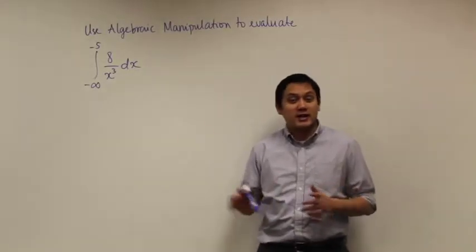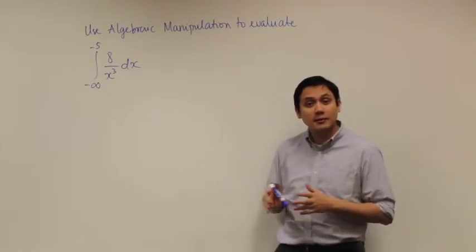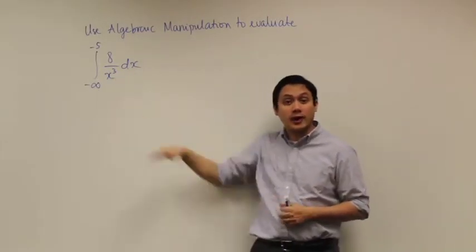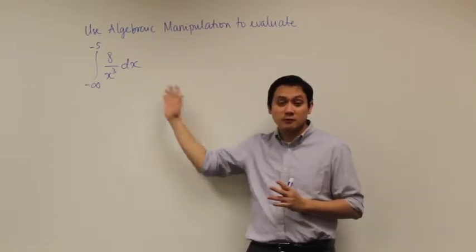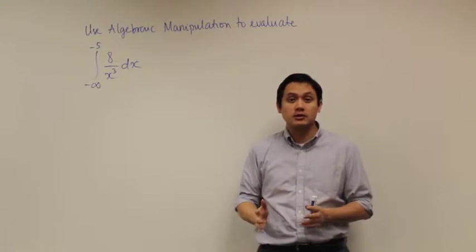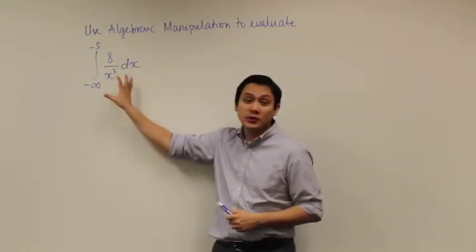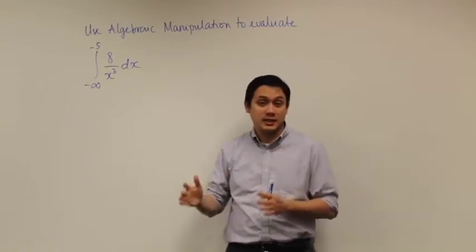So hello everyone, here's another problem related to improper integrals. In this problem, I ask you to evaluate this improper integral algebraically. The very first step should be very similar to the numerical estimation process. You want to rewrite this improper integral in terms of a limit of a definite integral.